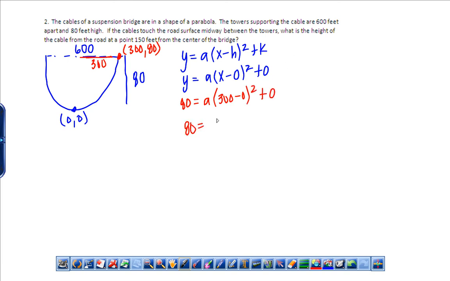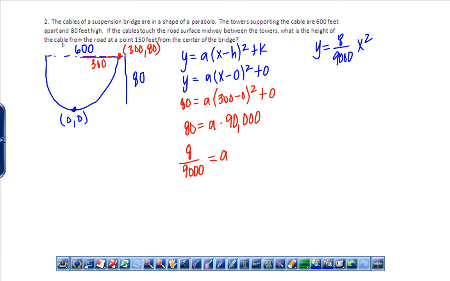So 80 is equal to a times 90,000. If I divide by 90,000, all I can do is cross out a 0. So this is 8 over 9,000 is equal to an a value. So let's write down our equation. So y equals 8 over 9,000 x squared. So this is my equation basically.